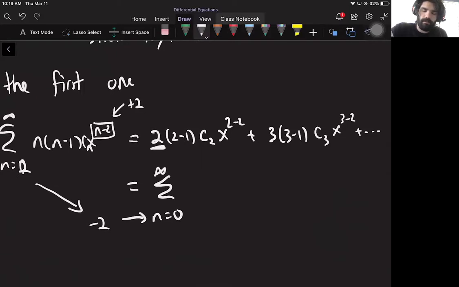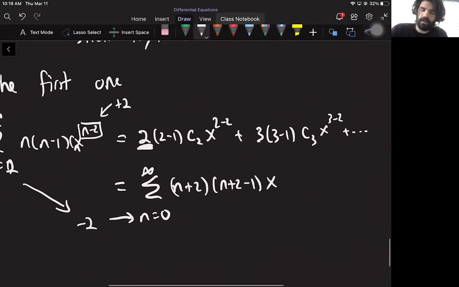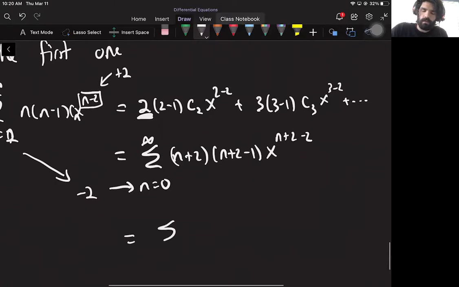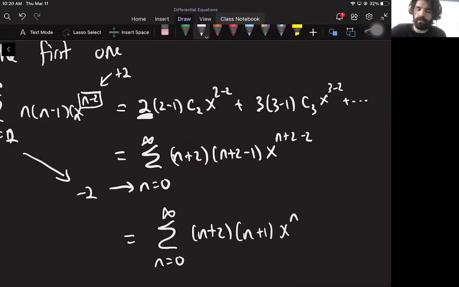So this 2, how do I get that 2 to show up now? If I plug in 0 first, I need it to be n plus 2. And then this next n needs to be n plus 2 minus 1. And then my x to the n becomes x to the n plus 2 minus 2. So just some tricks from long ago. And now we can simplify a bit: n plus 2, n plus 1, x to the n. Now we can add these two power series together.